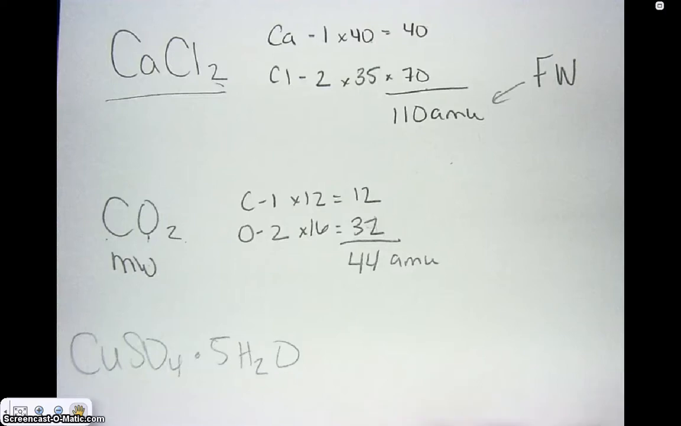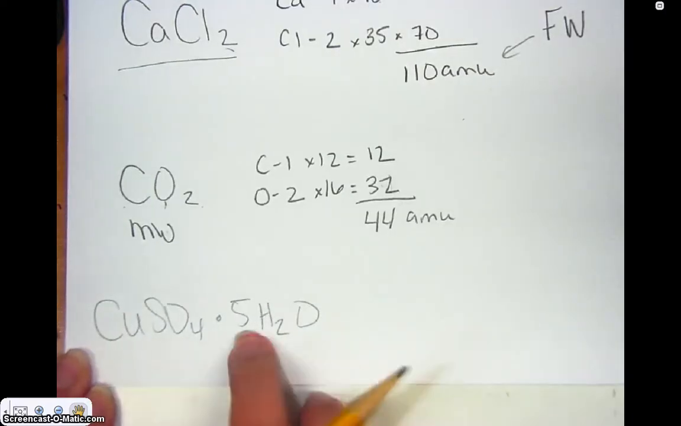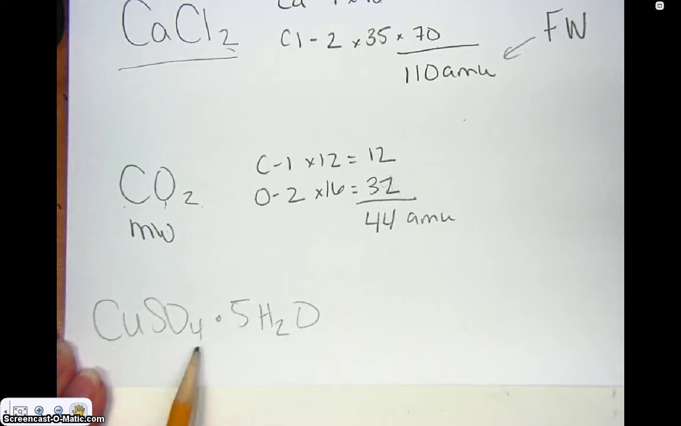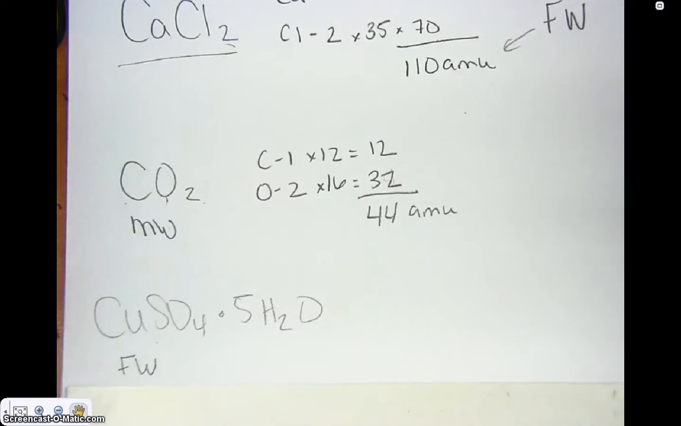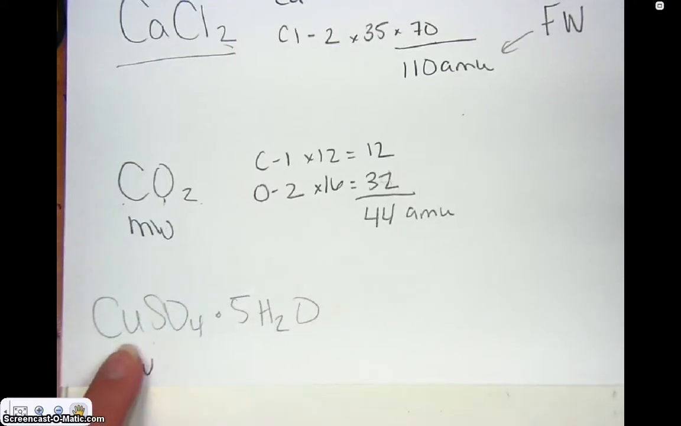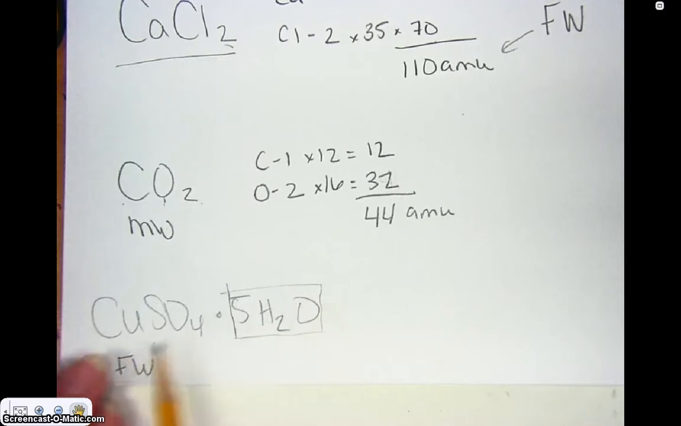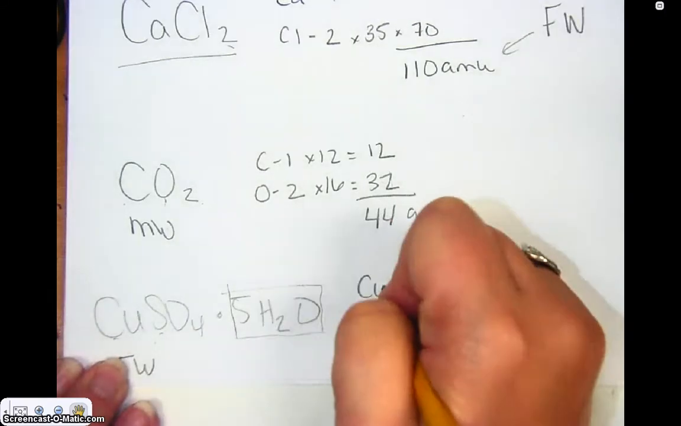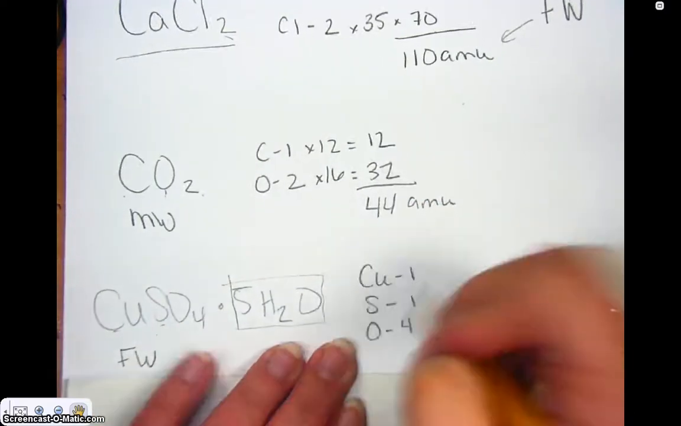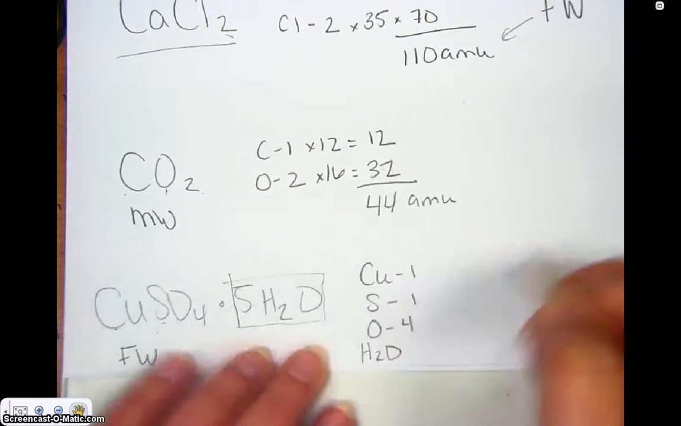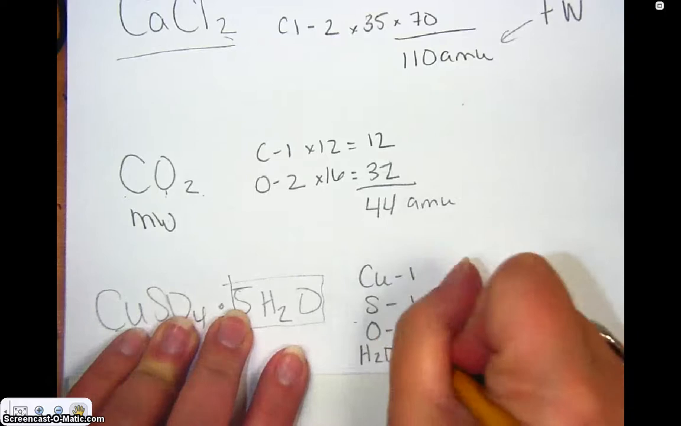Right? Now let's do one that's a little bit more complicated. Here, I've got a hydrate. It's copper(II) sulfate pentahydrate. We consider this a formula weight because this is an ionic compound. So I'm going to make a list of all the elements that I have, and actually I'm going to keep water separate. I have copper, there is 1 of them. I have sulfur, that is 1. There's oxygen, that is 4. And then I'm going to say that I have 5 waters.